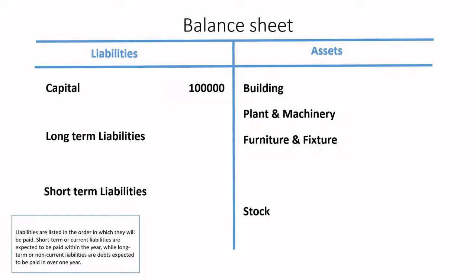Now let's discuss the current assets. The stock I have, the raw material, the cash I have, these are all my current assets. The meaning of current assets is that they can be easily converted into cash. So whatever can be easily converted into cash can be categorized as current assets.